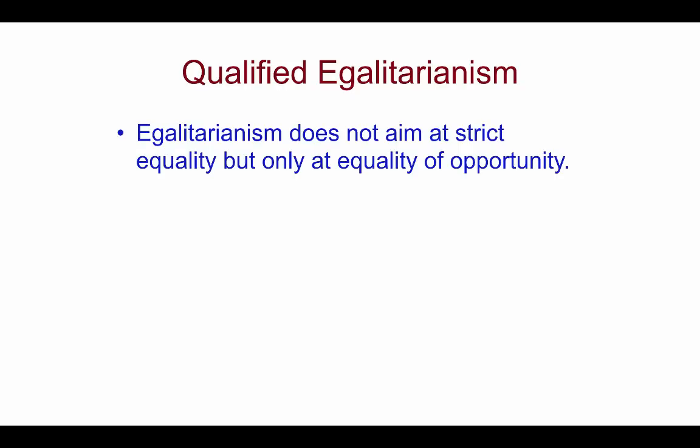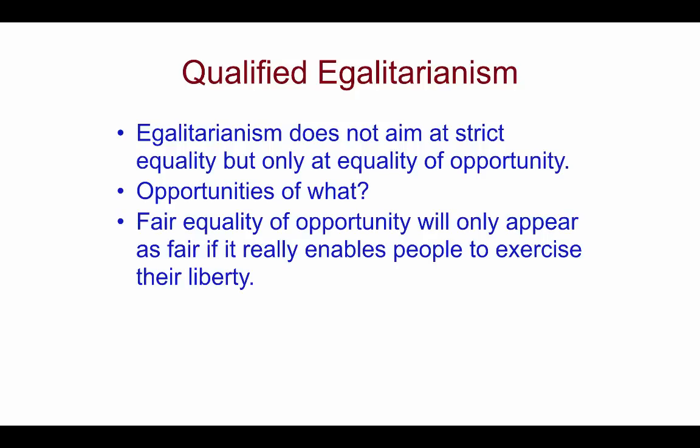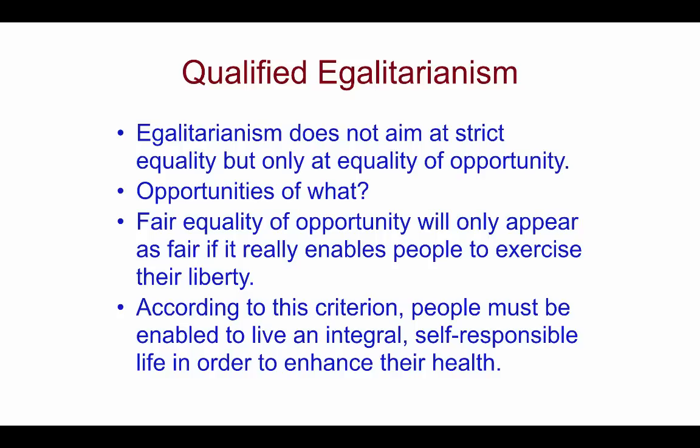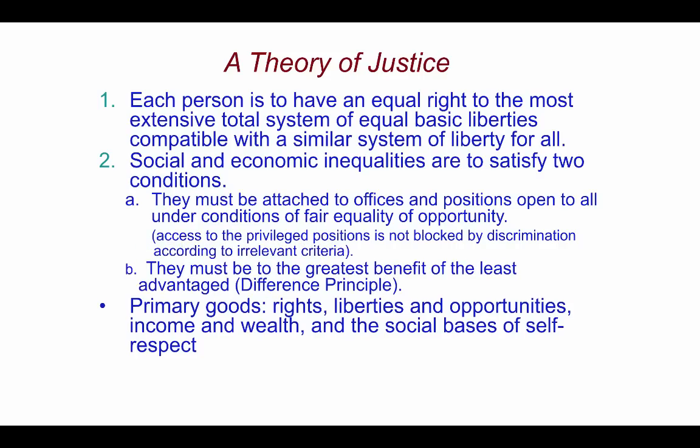Alternatively, one could look at the concept of a qualified egalitarianism. Such egalitarianism does not aim at strict equality, but only at equality of opportunity. Opportunities of what? Fair equality of opportunity will only appear as fair if it really enables people to exercise their liberty. According to this criterion, people must be enabled to live an integral, self-responsible life in order to enhance their health. An example of a qualified egalitarian is exemplified by John Rawls' theory of justice.